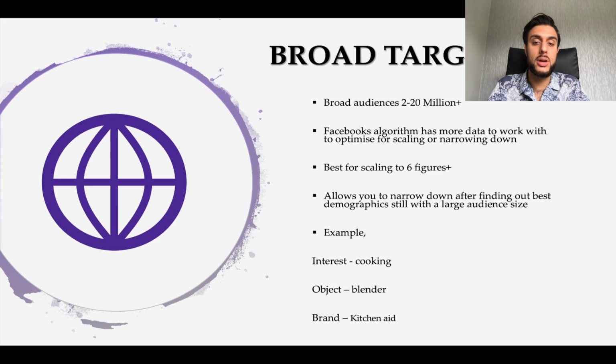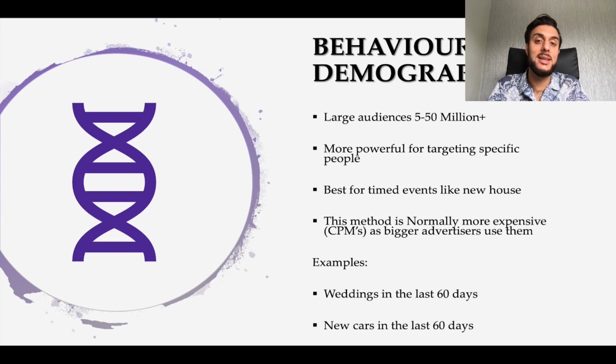Now, let's talk a little bit about behaviors and demographics. Now, this is another way of targeting people. Now, you're not focusing on people's interests, you're focusing on their behaviors and their demographics. Now, this works best with audience sizes between 5 million and 50 million. Now, this is the most powerful targeting method for people, because at the end of the day, what you're doing is you're working out how these people live on their daily basis. You're working out what they're doing in their life.